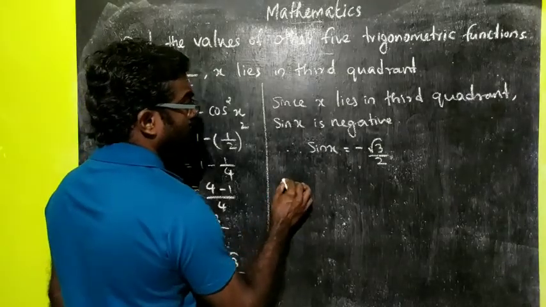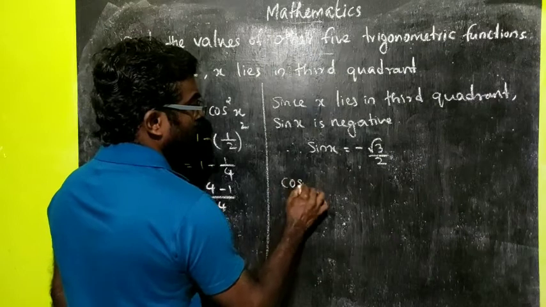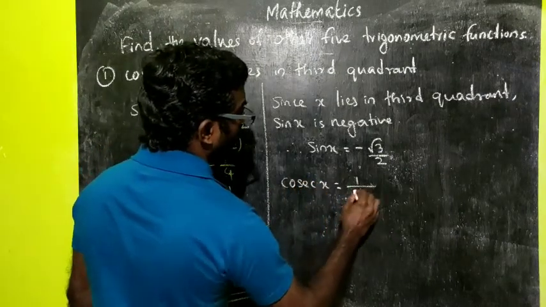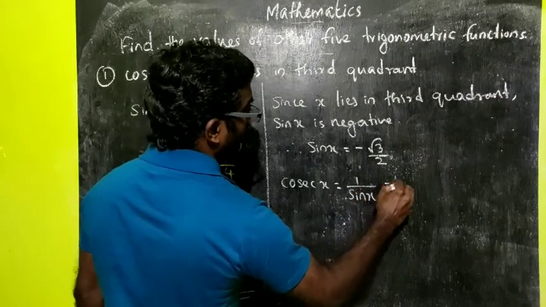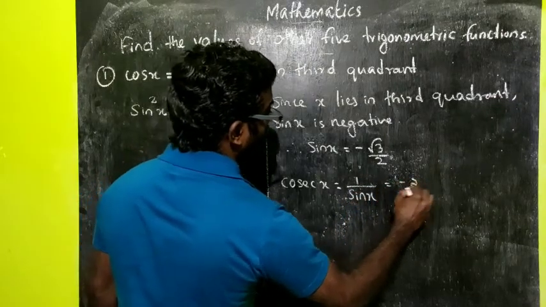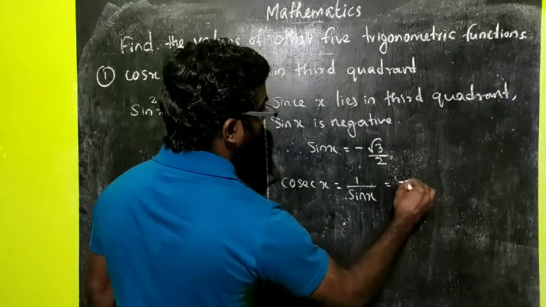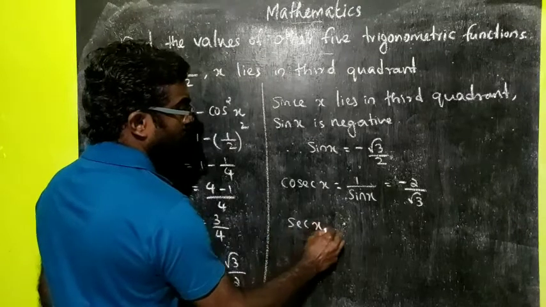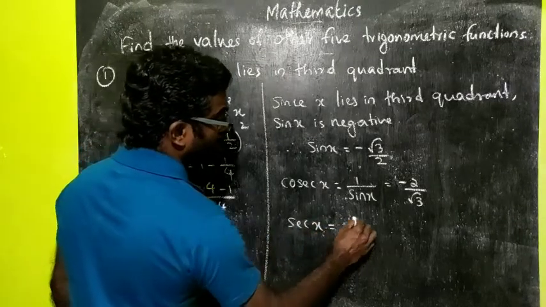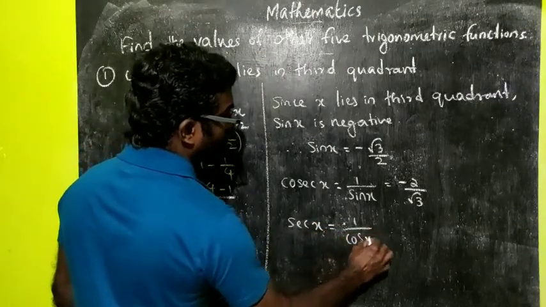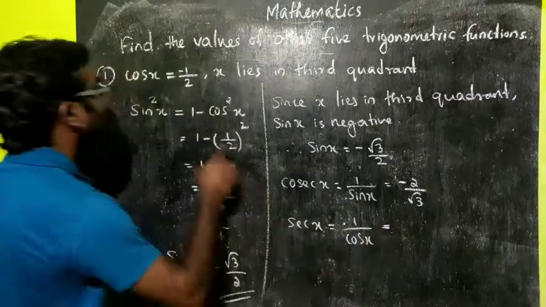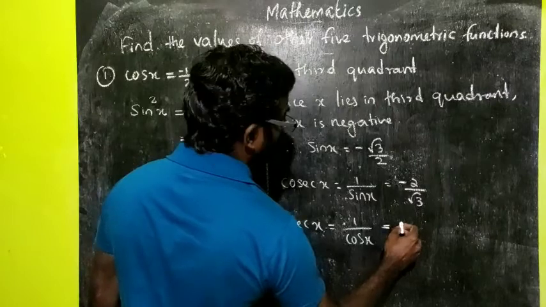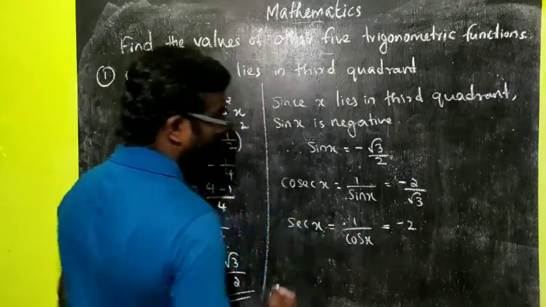Now we can write the other trigonometric functions. Cosec x. Cosec x the reciprocal of sin x. So 1 by sin x, which is equal to minus 2 by root 3. Then sec x. Sec is the reciprocal of cos. So 1 by cos x, and which is equal to, cos x is given as minus 1 by 2. So 1 by minus 1 by 2, that is minus 2.